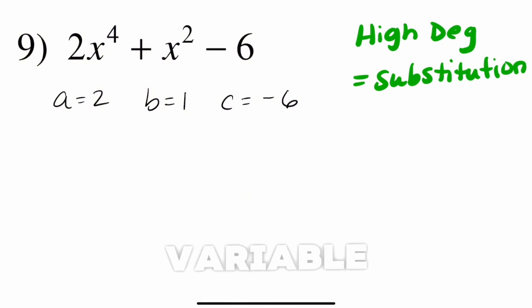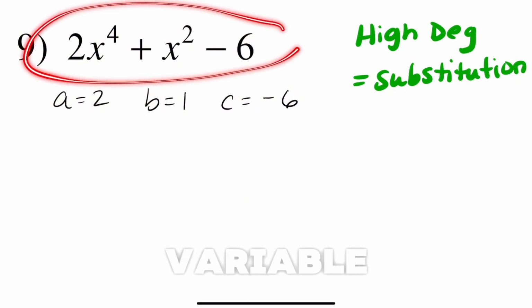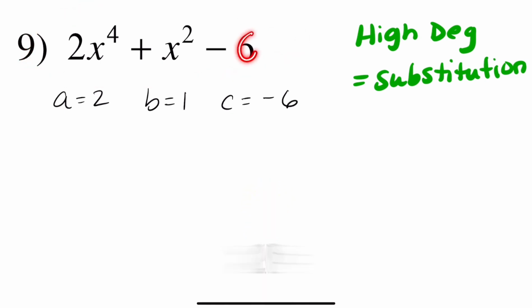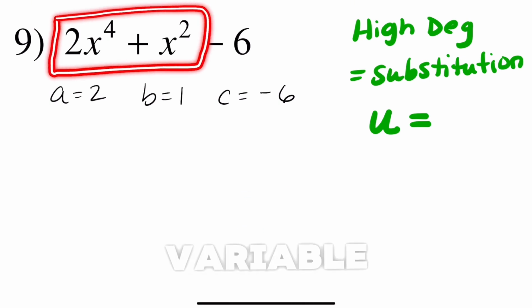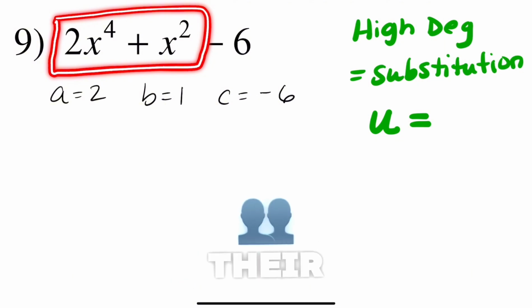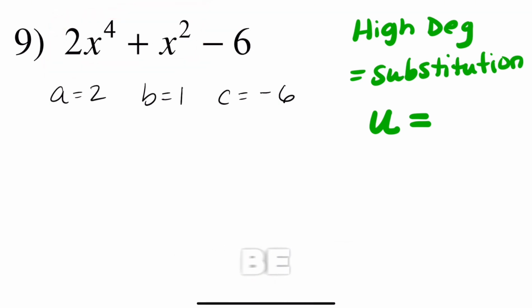Do they all share a variable? Could the GCF possibly be a variable? No, because 6 doesn't have an X. Okay, so there's no GCF, so we're going to go straight into substitution. Now again, with substitution, you want to establish what is U. What is U? How do you do that? Look at the terms that do have the variable and take their GCF. So the GCF of 2x to the fourth and x squared will be x squared.